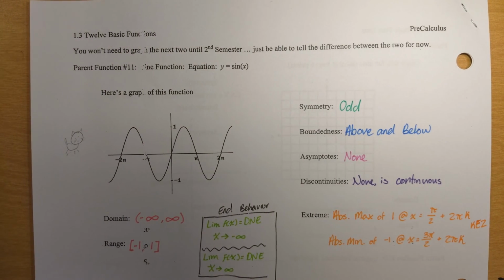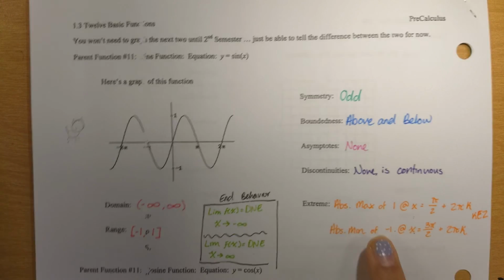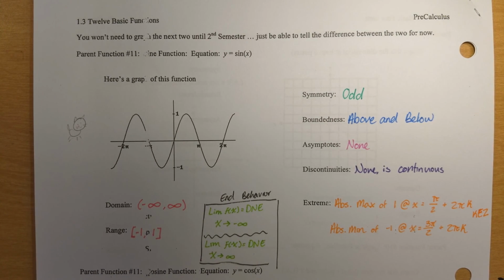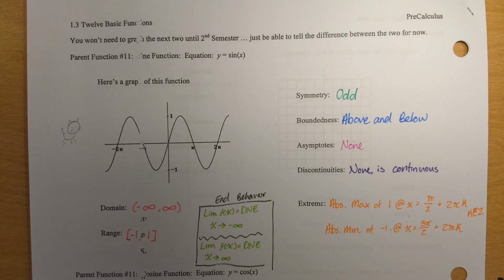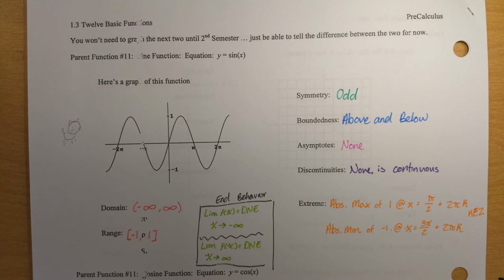Okay, lastly with extrema, there is an absolute max of 1 at x is equal to pi over 2 plus 2 pi k, where k is an integer, and an absolute minimum of negative 1 at x is equal to 3 pi over 2 plus 2 pi k. For end behavior, as x approaches infinity, the y value does not exist, and as x approaches negative infinity, the y value also does not exist.